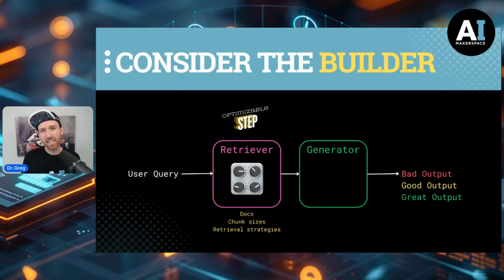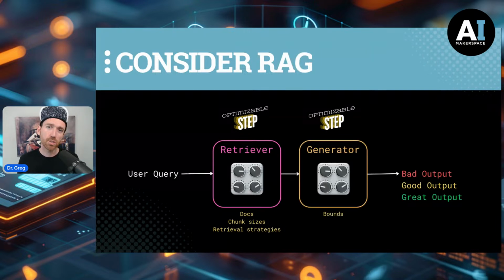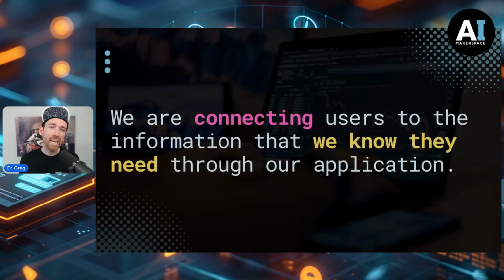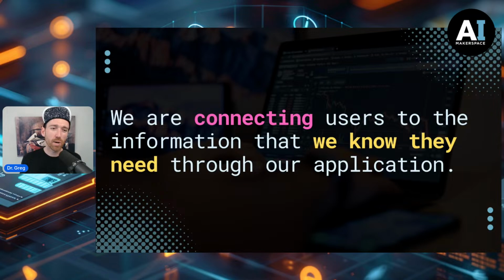And really, you also want to make sure, again, back to that system prompt level, that you're bounding the generation. If it's not super clear from the context, if it's not super clear from the retrieval, you don't want to produce that answer. And so you're doing a lot of work to make sure that we produce that great output. Effectively, what we're doing in simple, handcrafted RAG is connecting users to the information that we know they need through our application.